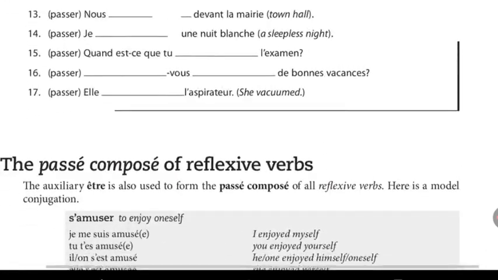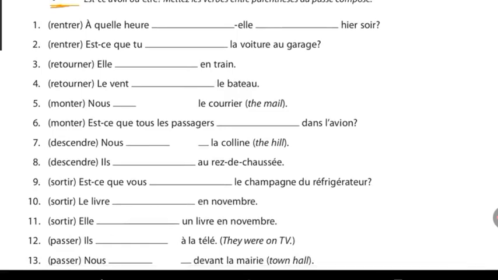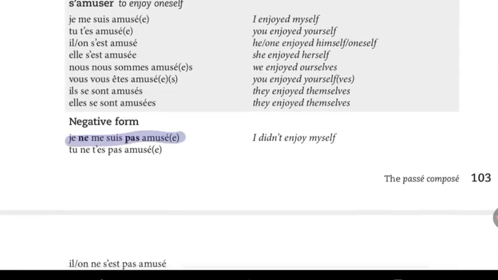Now, that aside, you can see more practical examples. Look at, for example, number 1. À quelle heure est-elle rentrée? There's no direct object, so it is être here. But for the next one, we have la voiture, est-ce que tu as rentré? So avoir, we go for the second one. Number 3, we have être, est retourné. Le vent, le bateau, we have a retourné because of the bateau there. So these are examples to take note of.